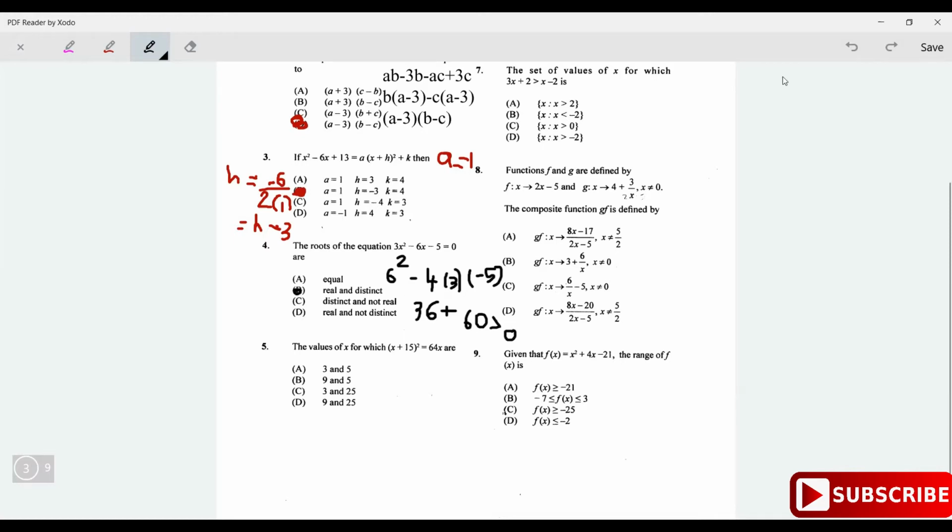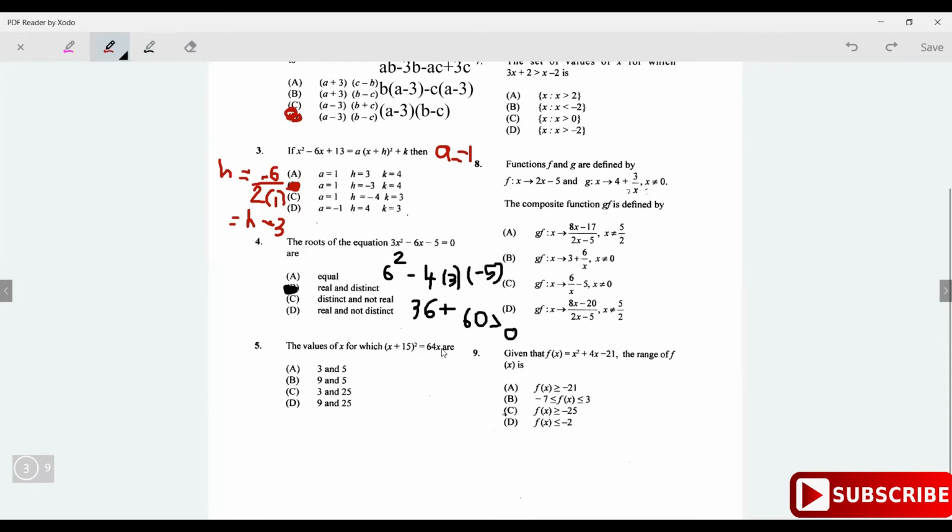Easy. Next question. Find the values of x such that x plus 15 all squared equals 64x. To solve this equation, all you have to do first is expand the square. If you expand the square, you're going to get x squared plus 30x plus 15 squared, which is 225. That's x squared plus 30x plus 225, and that is equal to 64x. Now, you always want everything to one side. So we're going to bring over the 64x to the other side. We're going to rewrite it as x squared, 30x minus 64x is minus 34x, plus 225 equals 0.